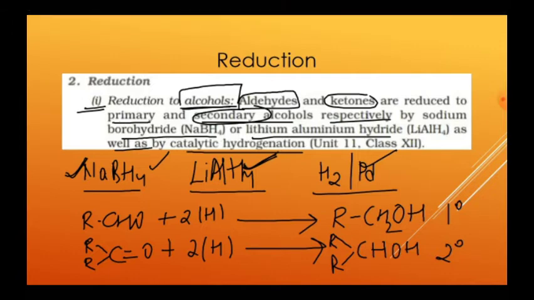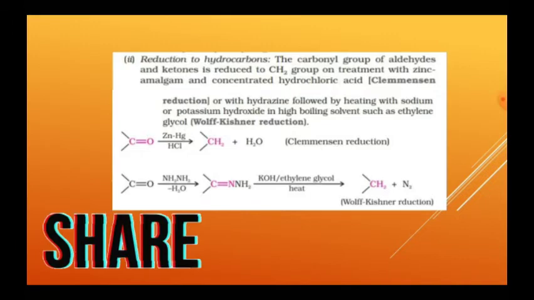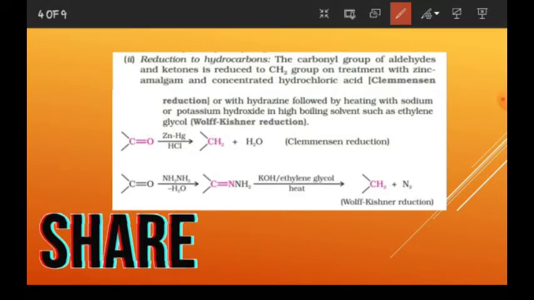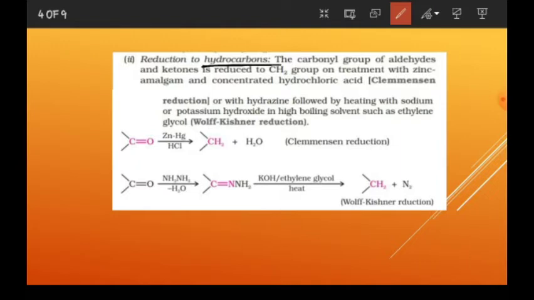Now let us see the second part of reduction. This is reduction to hydrocarbons. Now what we are doing? We are changing the carbonyl group into H2. CO group is changed into H2, which means it is forming hydrocarbons. The carbonyl group of aldehydes and ketones is reduced to CH2 group on treatment with zinc amalgam and concentrated hydrochloric acid. This is known as Clemmensen reduction. Very important name reaction.